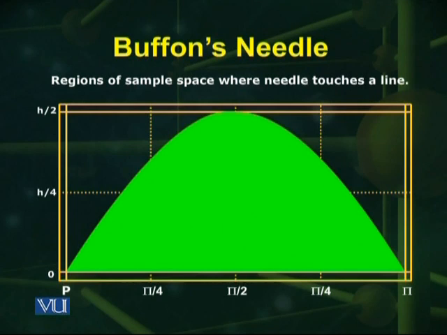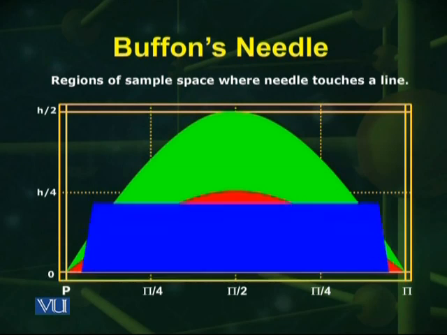Similarly, the green region on the slide is the region where the length of the needle is assumed to be the same as the spacing between lines. So L is h. With this condition, the green region as well as the red region below it, they combinedly represent the event where the needle is touching the line, where the length of the needle is the same as the spacing between the lines.